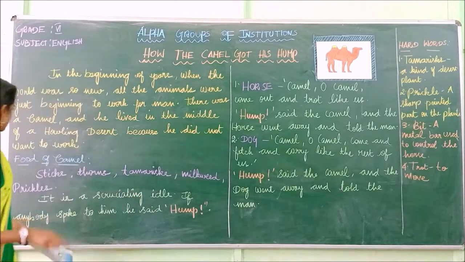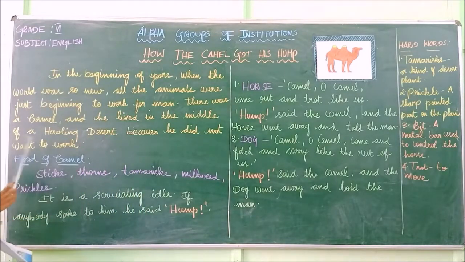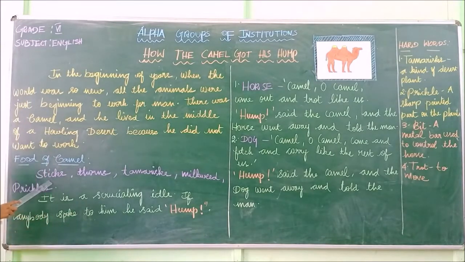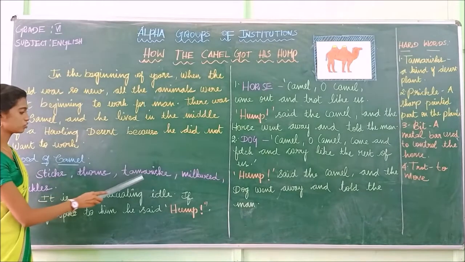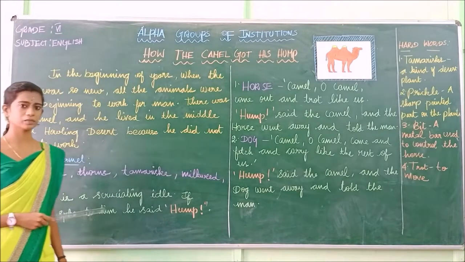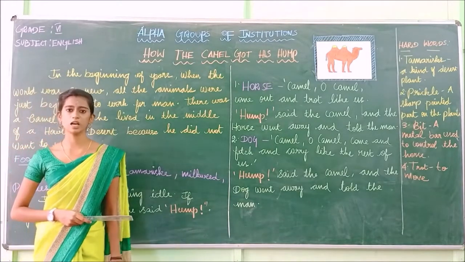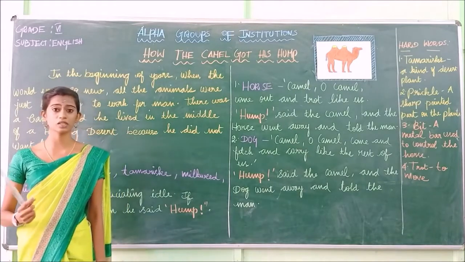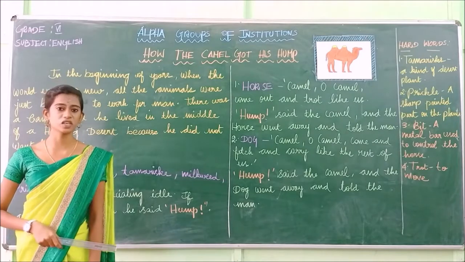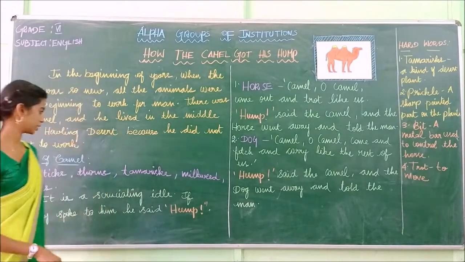Okay, next, see, food of camel. Now we are going to see what the camel eats. Sticks, thorns, tamarisk, milkweed, prickles. Okay, sticks. You all know what a stick means. Thorns. What is meant by thorns? A plant or the bushes that have short points.